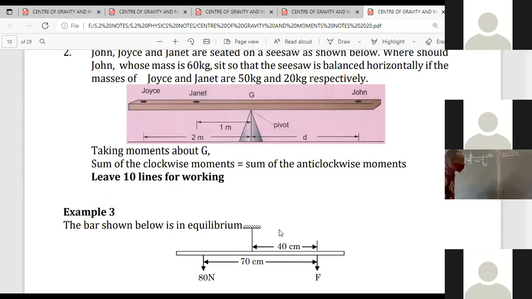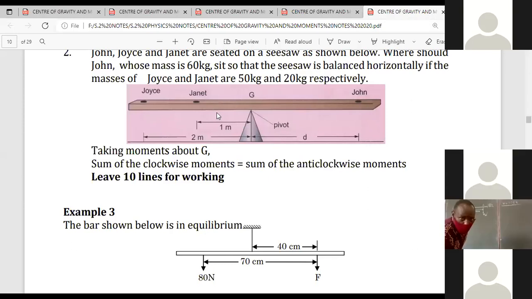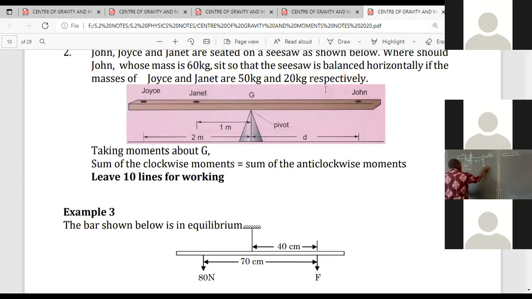Janet, what is the weight of Janet? 20 kilograms. Okay, I have converted to newtons, multiplying each of them by 10. But I don't write the kilograms, the mass, I write the weight. Then we are finding John's mass. 600 newtons for John.